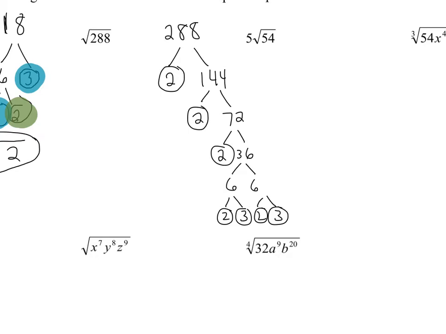So now what I want to do is look for any pairs of perfect primes. So I've got a pair of 2's here, a pair of 2's here, and a pair of 3's here. The only thing that doesn't match is we have an extra 2. We have 5 2's, but we're looking for groups of 2 because it's a square root. Always look at this index. It's just nothing there means square.